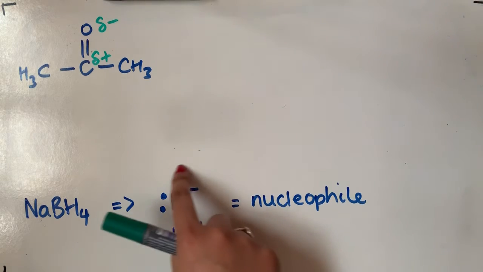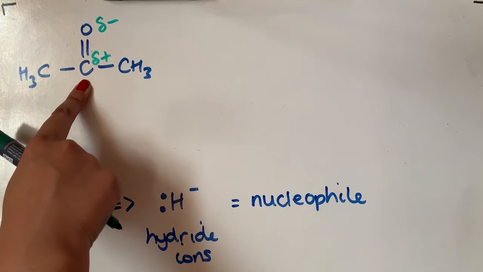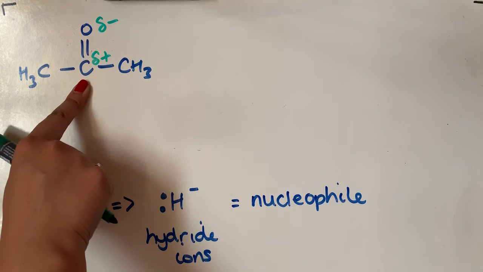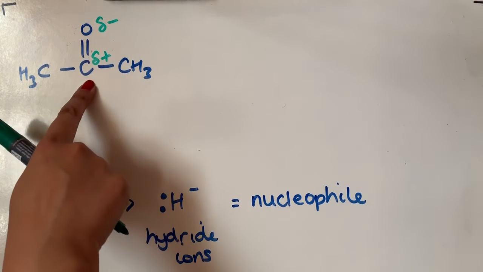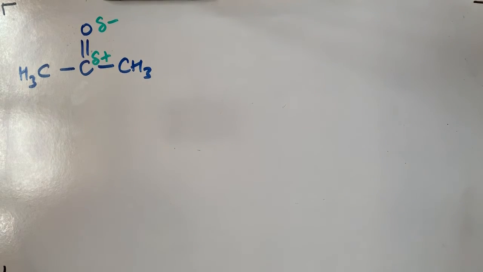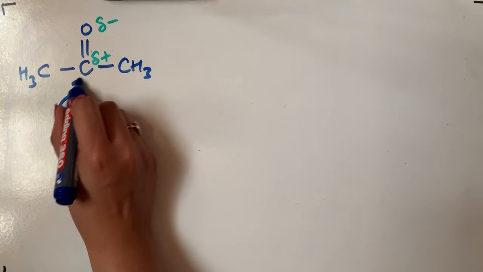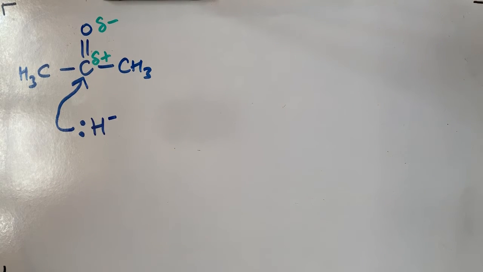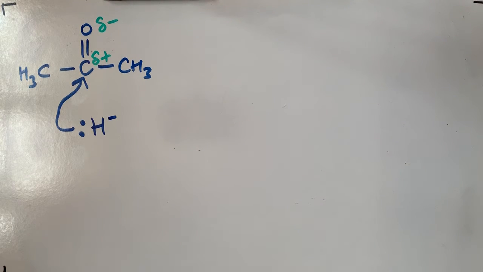So we've got our nucleophile. That nucleophile is going to attack what is delta positive. In this case, our carbon is delta positive, it's electron deficient. So our curly arrow is going to show the movement of electrons from our nucleophile to our carbon delta positive. Let's have a look at that occurring. So curly arrow going from our hydride ion, from the lone pair of electrons, to our carbon delta positive, and that's now going to form a bond between the carbon and hydrogen.